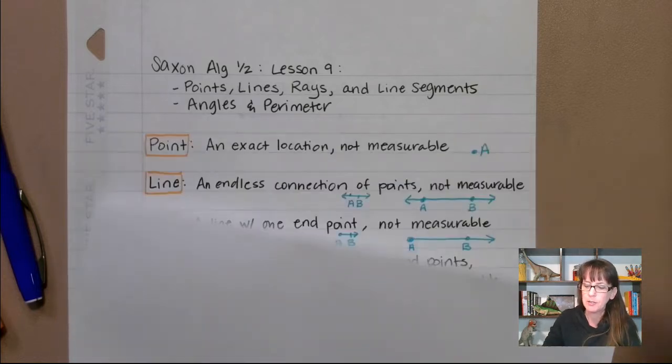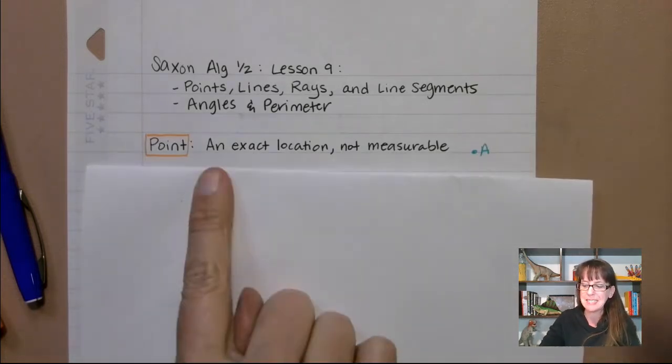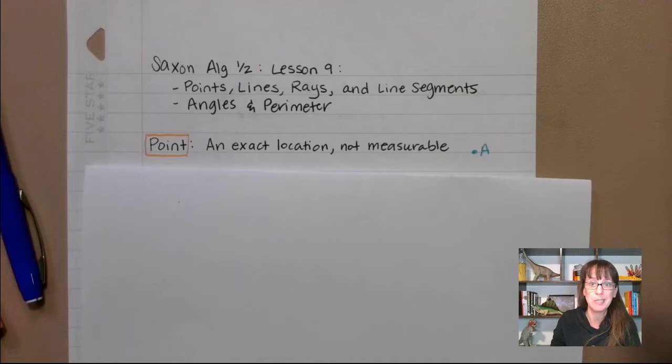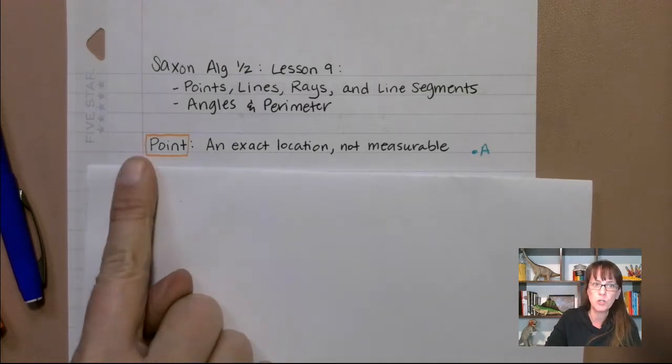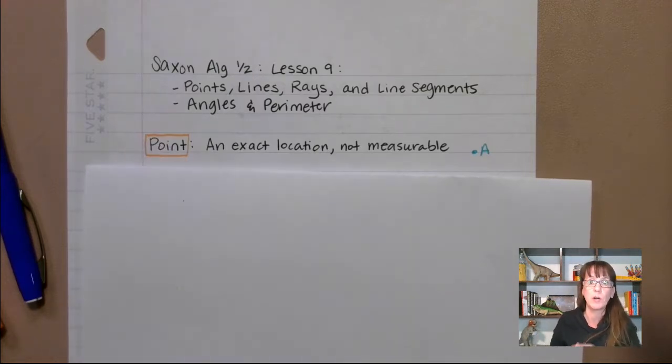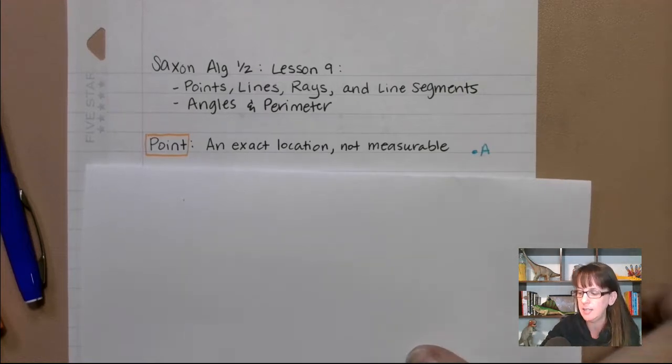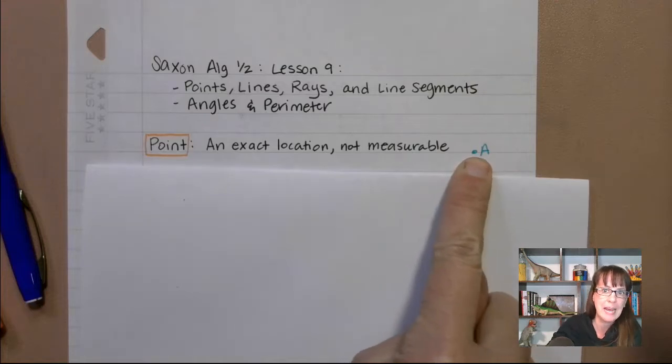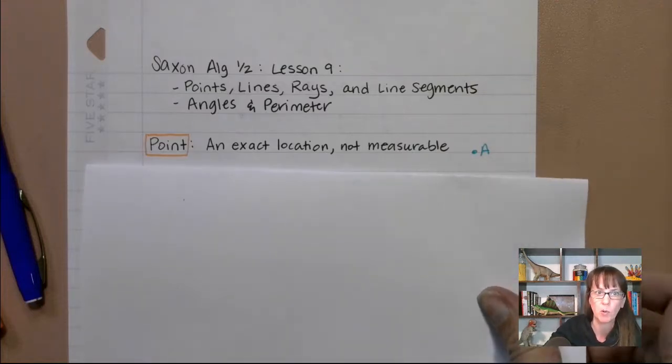All right, first things first, we're going to talk about a point. That's an exact location and it is not measurable, because a point can be a tiny little pinprick or it can be a big point. It's just an exact location somewhere in space. If it's highlighted or circled in orange, you need to write it down in your notebook because you're going to want to know that definition. The way we write that is just like point A, using the word point.